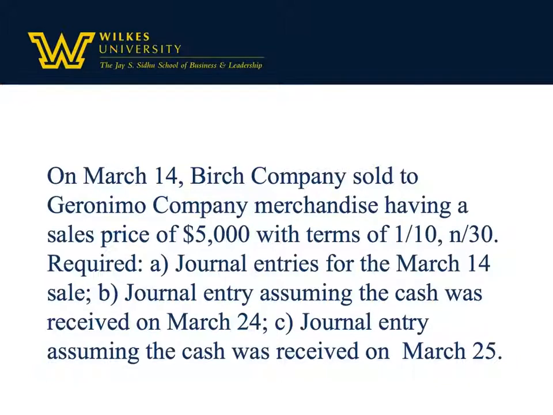On March 14th, that's going to be the date we're going to use for our example, a company called Birch Company sold to Geronimo merchandise that had a sales price of $5,000 with terms of 1/10 net 30. The 1/10 net 30 means you have a 1% discount if you pay within 10 days. If you don't pay within 10 days, whatever's not paid or returned is the net amount, and that has to be paid within 30 days.